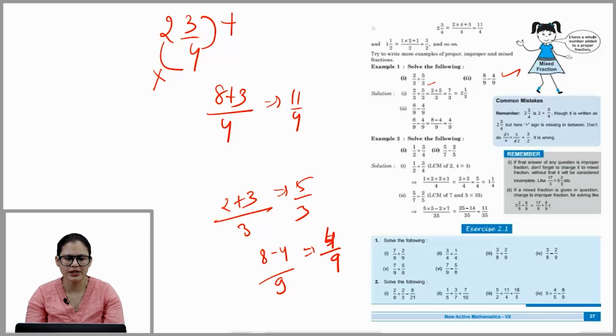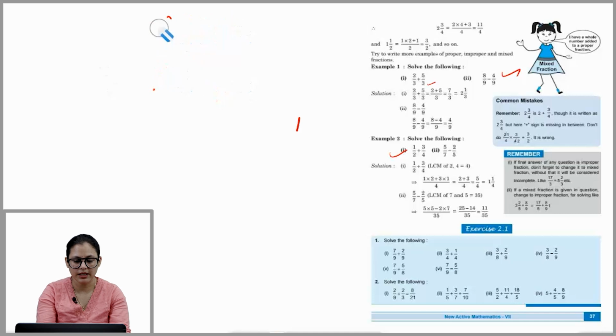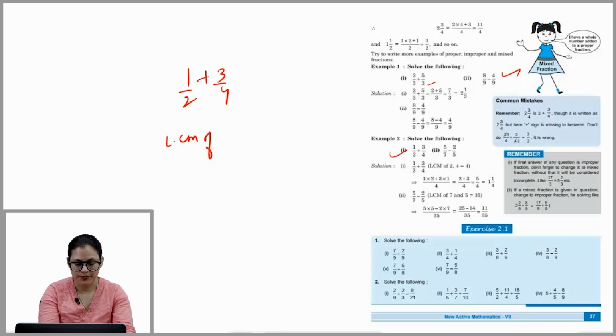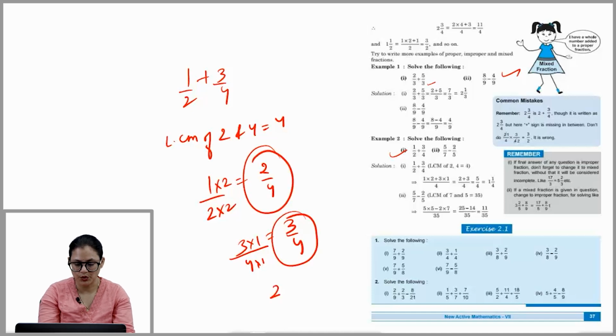Right, students? Now, example 2, solve the following. Now, in this case, as you can see, the denominators are not equal. Then how are you going to add them up? See, 1 by 2 plus 3 by 4. In this case, what will we do? We will take the LCM of the denominators, that is 2 and 4. So, the LCM of 2 and 4 is 4. So, 1 by 2 is 2 into 1 by 2 into 2, that is 2 by 4. 3 by 4 is already over 4. Now, the denominators are the same. Now, you can add them up. 2 plus 3 by 4 is equal to 5 by 4.